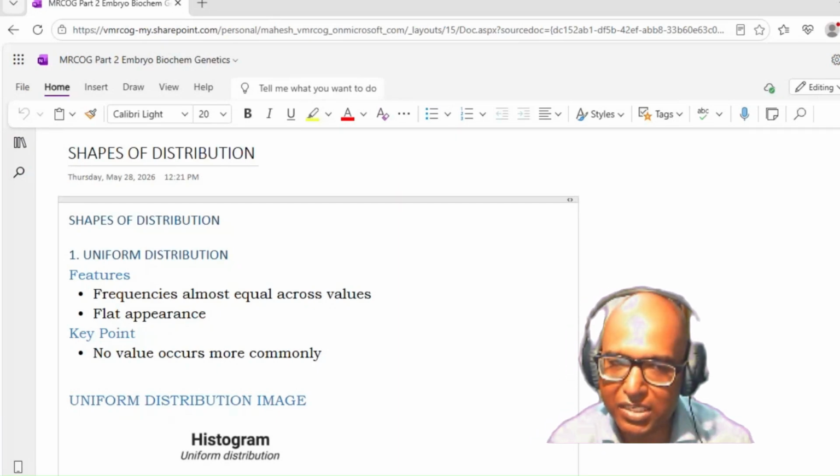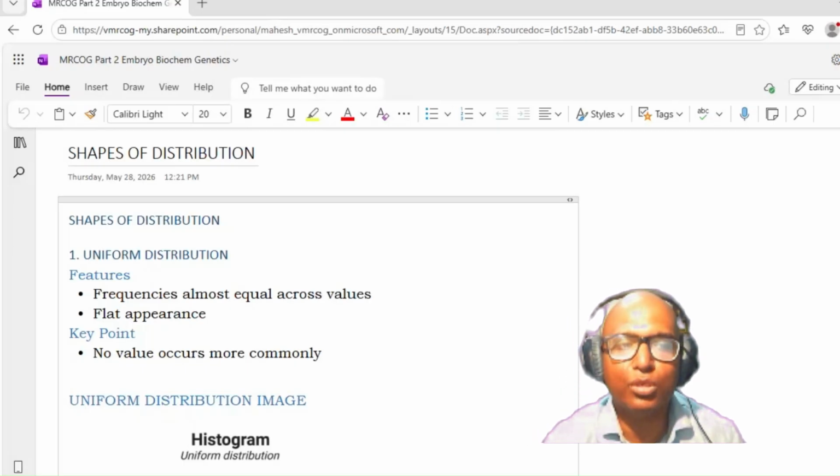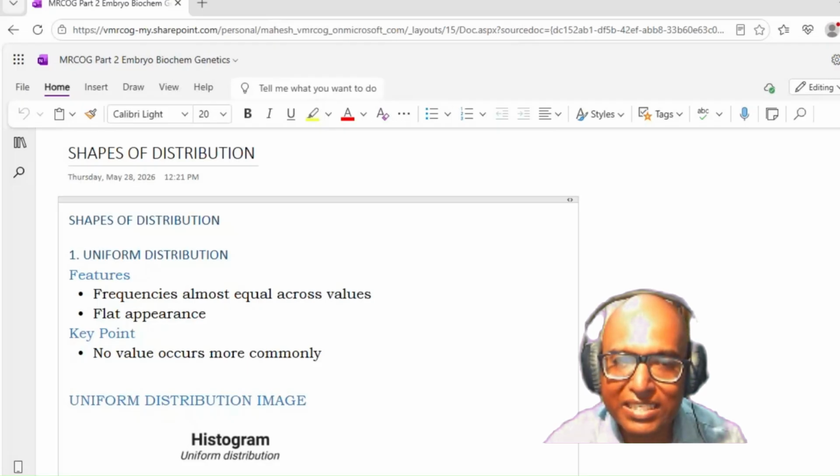We continue with our biostatistics module, and today's session is about the shapes of the distribution. Up till now we have talked about the data and the graphical presentation of the data. Today, the most important thing we are going to talk about is the shape of the distribution, how the data is distributed.